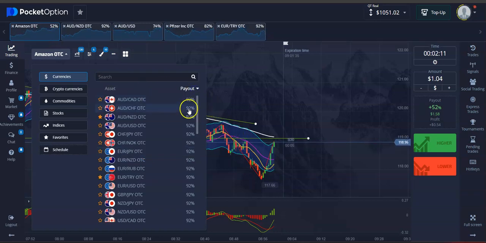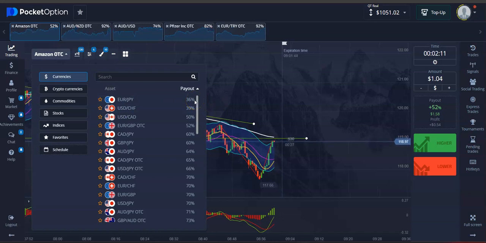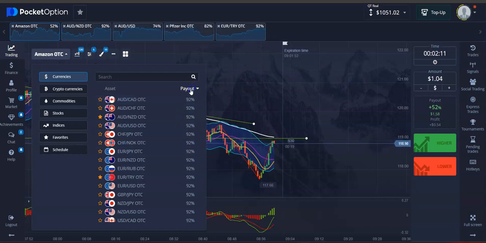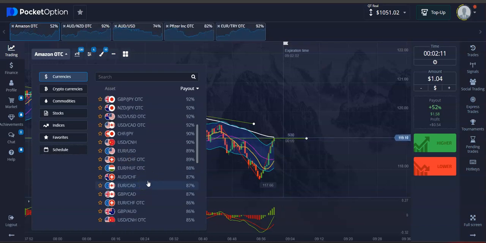Also, the payouts vary. Sometimes these non-OTCs could be like 36% payout, and depending on the time that you are checking the markets, the payout could be 50, 60, or even 92. Sometimes you see super high payouts. For example, this one right here, non-OTC, we've got 90% payout. It depends on the time that you check the markets.